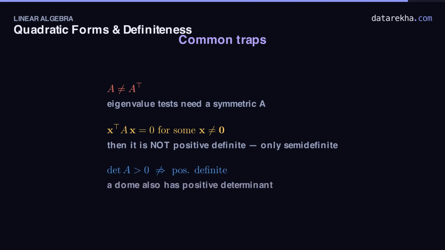Trap 3. Trusting the determinant alone. A positive determinant only says the eigenvalues share a sign. Both could be negative, a dome. You still need the first minor. Trap 4. Dropping the length constraint. The clean max-min result lives on the unit sphere. Without fixing the length, doubling x quadruples the form. No finite maximum at all.